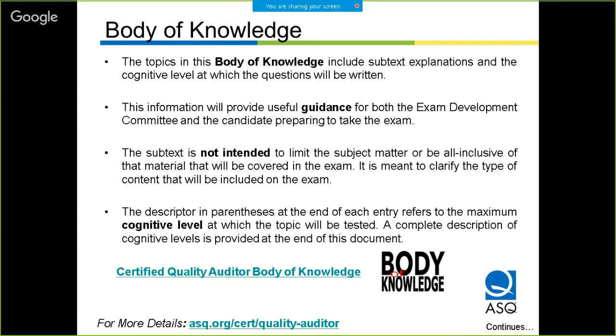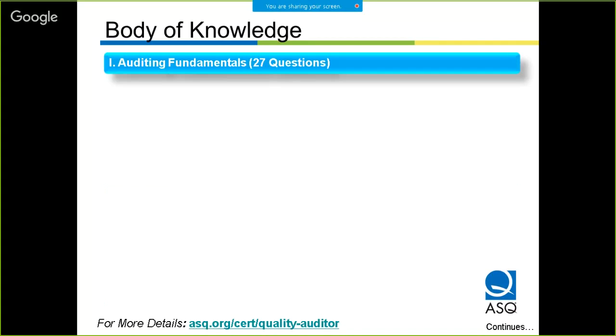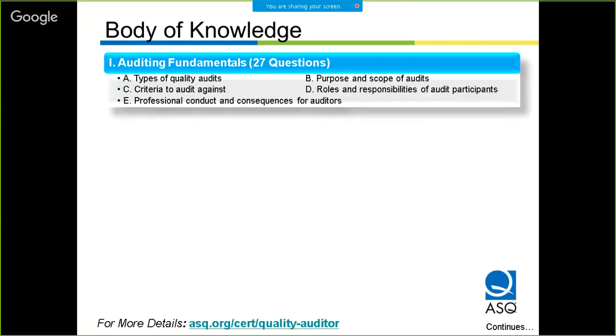A complete description of cognitive levels is provided at the end of this document. Now, let's get into the details of the body of knowledge. If you open the body of knowledge, it is divided into 5 basic sections. Auditing fundamentals. This section gives 27 questions in the exam. The section contains key chapters like types of quality audits, purpose and scope of audits, criteria to audit against, roles and responsibilities of audit participants, and professional conduct and consequences for auditors.